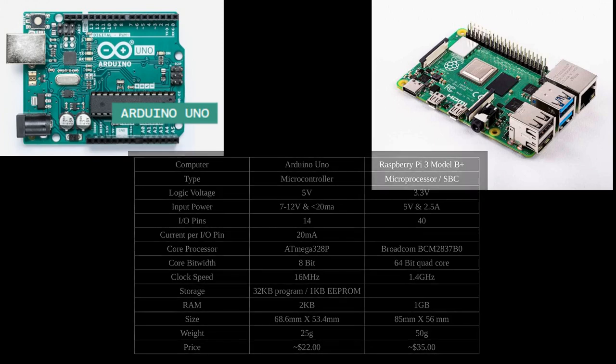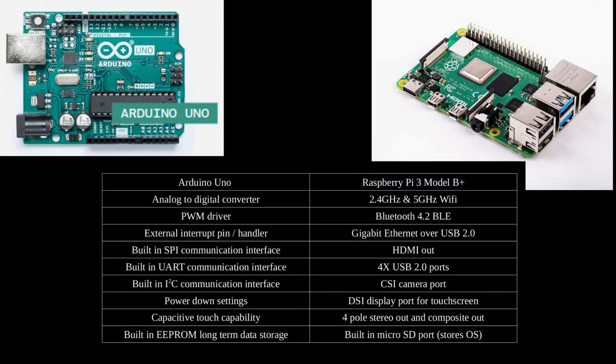Let's look at another chart to compare the extra features present in both devices to compare what context they're most fit for. The Arduino Uno has a dedicated analog-to-digital converter, PWM driver, external interrupt pin and handler, built-in SPI communication interface, UART interface, and I2C interface. It has low power and power down settings, capacitive touch capability, and built-in EEPROM for long-term data storage.